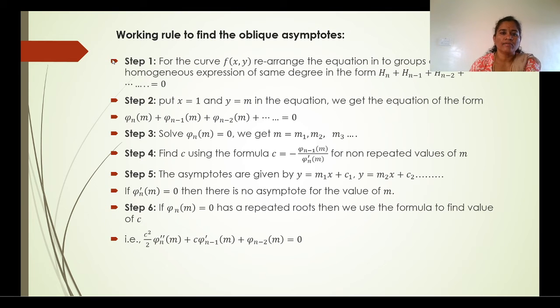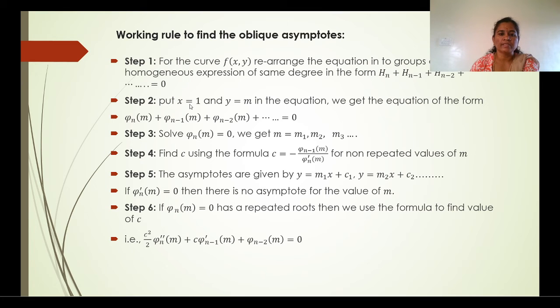Okay, next we are going to oblique asymptotes. First we see the working rule to find the oblique asymptotes. For step 1, for the curve y equals f of x, rearrange the equation into groups of homogeneous expressions. We already know about homogeneous equations, and for homogeneous functions of the same degree, in the form h_n plus h_(n-1) plus h_(n-2) plus etc., which is equal to 0.